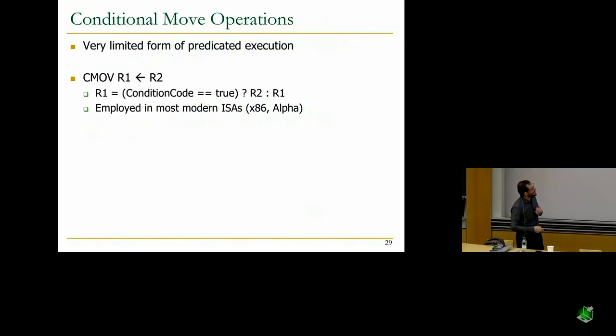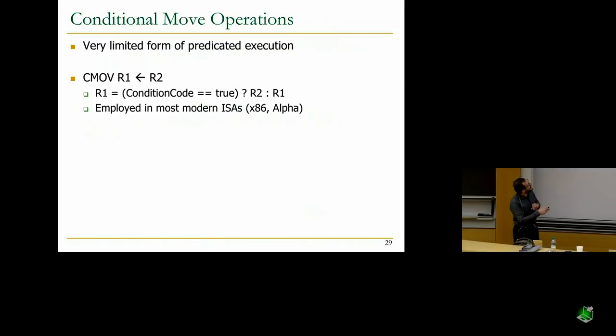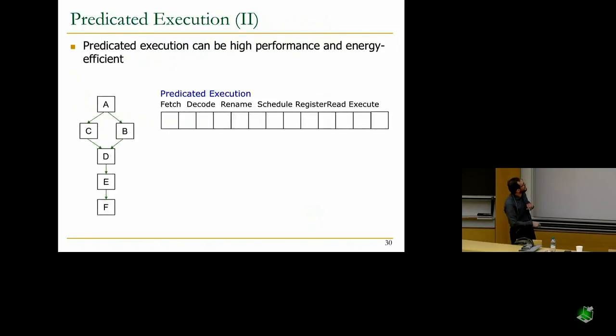But let's take a look at conditional move operations a little bit. This is a very limited form of predicate execution, as you said. It's employed in most modern ISAs. And this could actually make things very efficient. Let's take a look at one example. If you have this really short branch, let's say, if then else, if you use predicate execution, what you would do is you would really fetch things this way. Right?